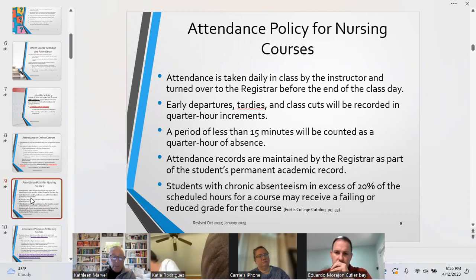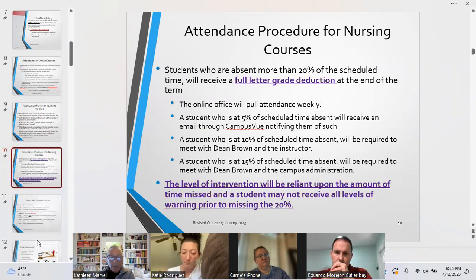Students are considered chronically absent if you're above 20%. You can get to 20% really quick. Missing a whole class is, I think, about 8.33%. So if you miss a couple of classes, you're getting close to that 20%.